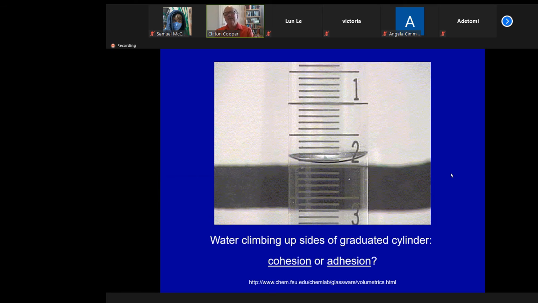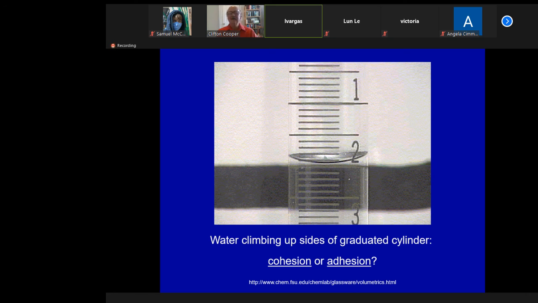So right here, if you put water into a typical graduated cylinder, notice how it climbs up the edges, climbs up the sides. What's going on there? Cohesion or adhesion or both? What do you think is going on?